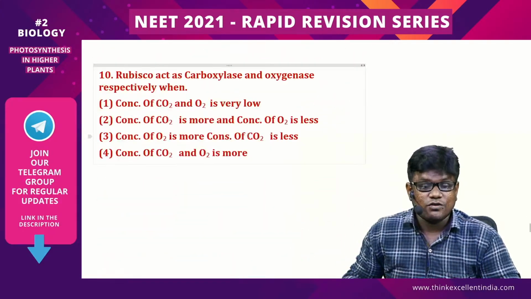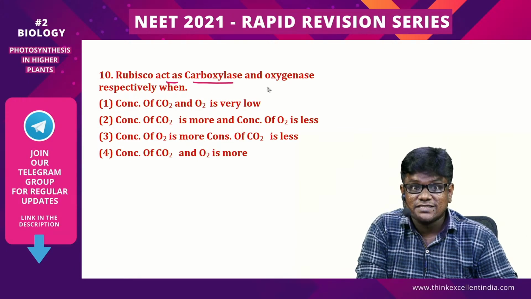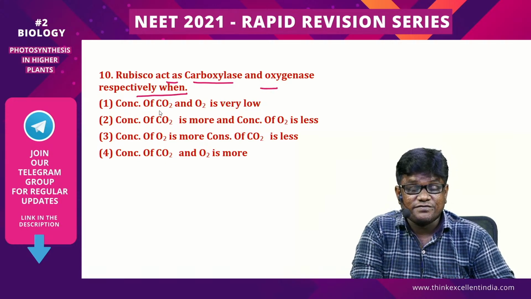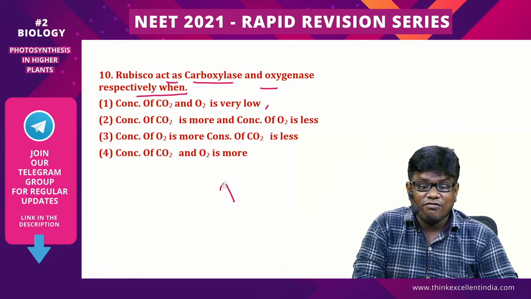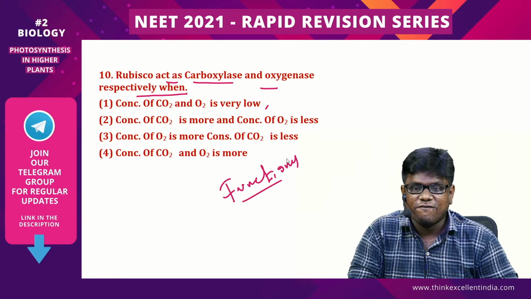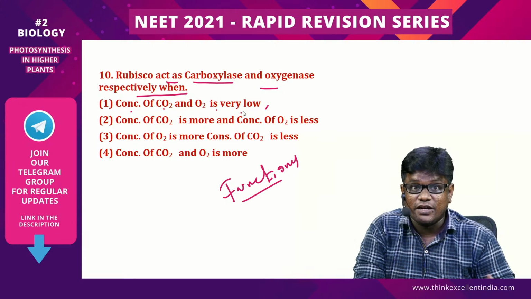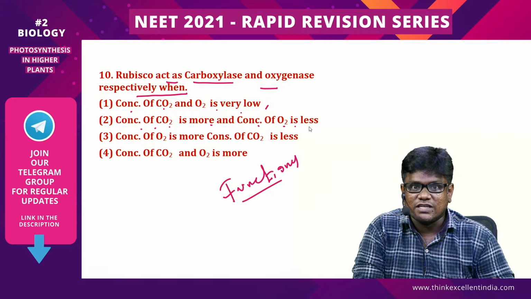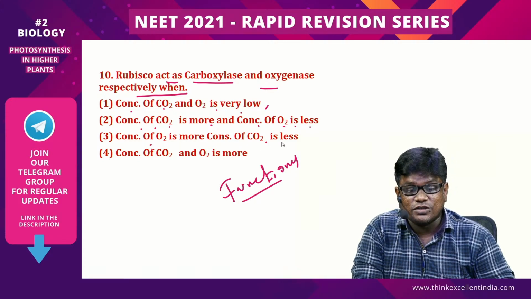Okay, the next question we are going to talk about: Rubisco acts as a carboxylase and oxygenase respectively when the concentration of CO2 and O2 is very low. Here, this is a functional question. You have to be very clear. Functional question. Okay, so the concentration of CO2 and O2 is very low, and the concentration of CO2 is more and the concentration of O2 is less. That is the second option. O2 is more and CO2 is less.